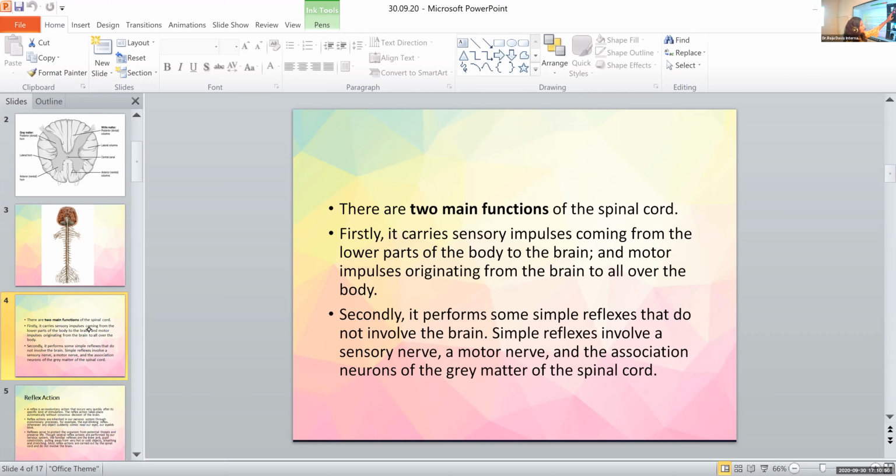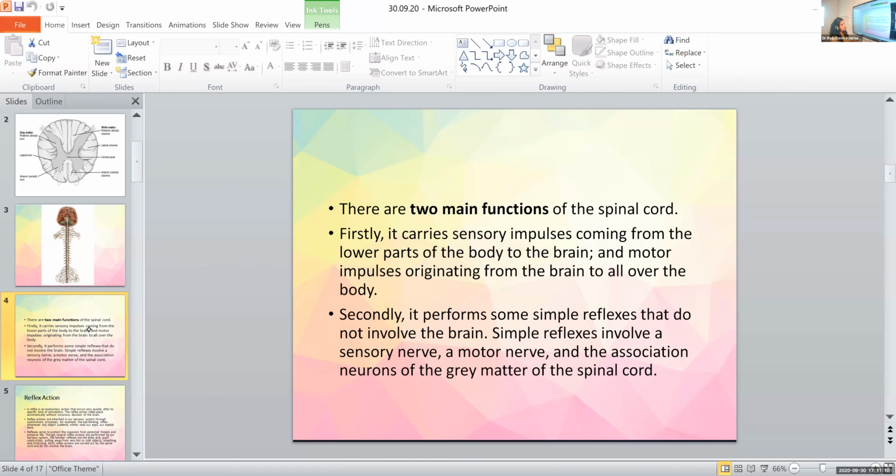Then when somebody waves in front of you, you blink your eye. That is a reflex action. Then when somebody comes to hit you, you suddenly try to defend yourself. That is again a reflex action. So for all these reflex actions, we don't need the brain actually.